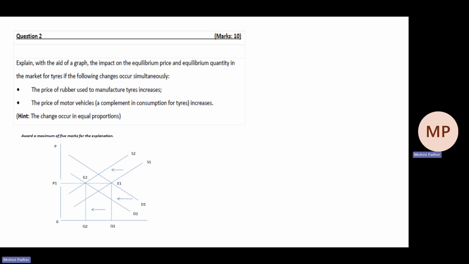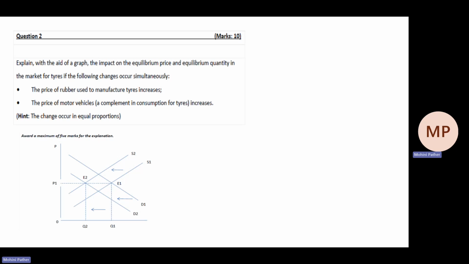On the other hand, the price of motor vehicles, the complement for tires, because again, why would you buy tires if you didn't have the car? So when the price of cars gets more expensive, people stop buying cars and therefore do not demand the consumption of tires. Therefore, you'll see the same thing, a shift to the left in our demand curve. Okay, now because we say that these are occurring simultaneously and they've provided you with the hint to say that the change occurs in equal proportions, so the magnitudes are the same, you already know that this means that your price doesn't change at all. Your quantity is the only thing that shifts.